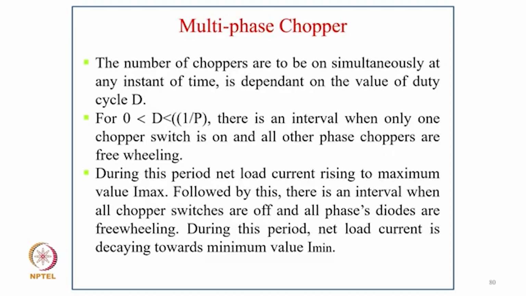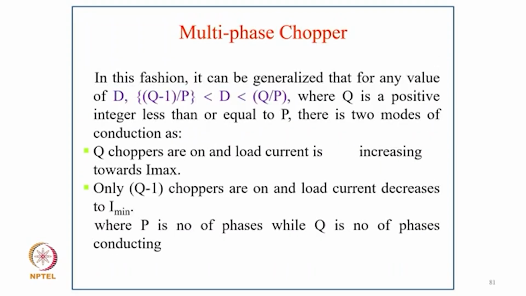The number of choppers to be on simultaneously at any instant of time depends on the value of duty cycle. So for duty cycle 0 to 1 upon P, there is an interval when only one chopper switch is on and all other choppers are off, in freewheeling mode, and during this period the net load current rises to maximum value I max. Followed by this, there is an interval when all chopper switches are off and all phase diodes are freewheeling. During this period, net load current is decaying towards minimum value I minimum.